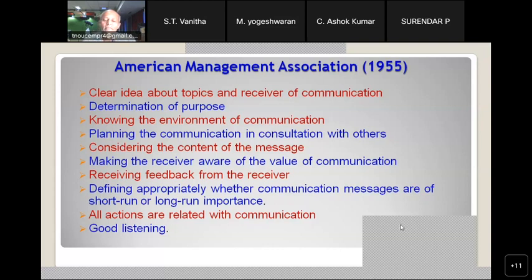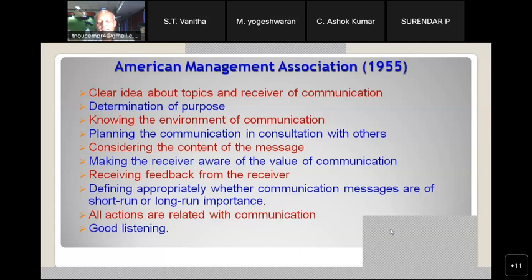So how can you define? We are giving the communication, but whether it is of short run or long run importance, that only the receiver has to say, or it depends upon to what extent it is useful for the receiver. Because in the same course, some of you have joined for promotion, and some of you for improving your personality. So whether it is short run or long run, it depends upon you also. And so in communication, both the parties are important, the sender as well as the receiver.